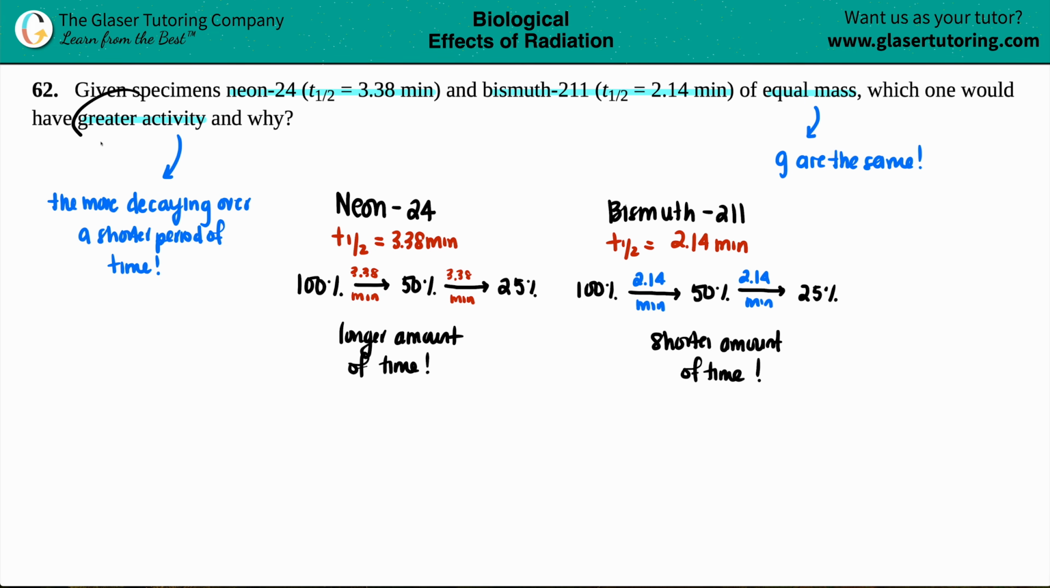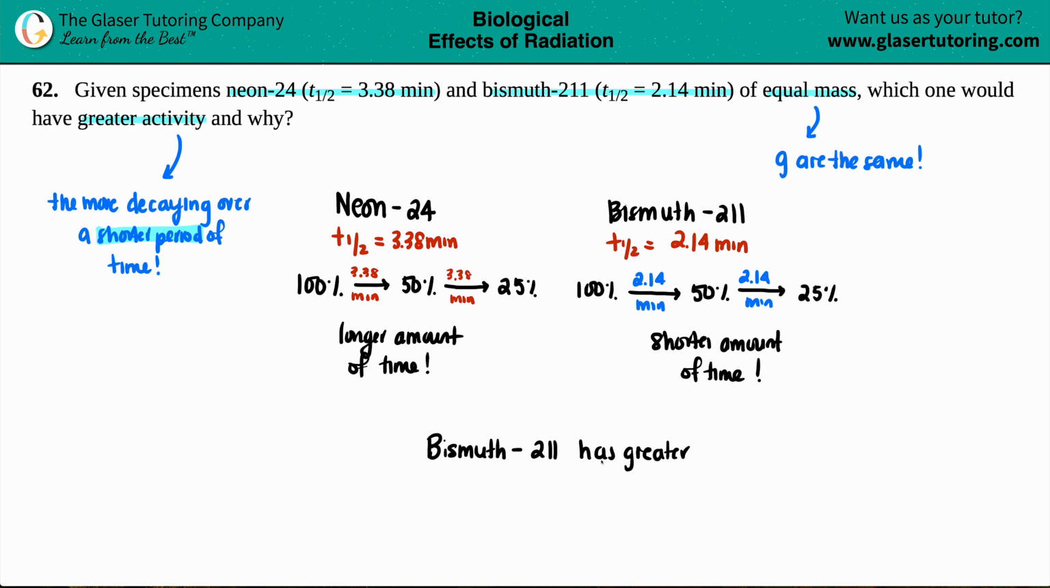The greater activity has the more decaying over a shorter period of time. So in this case, bismuth for the win. Bismuth-211 would have the greater activity.